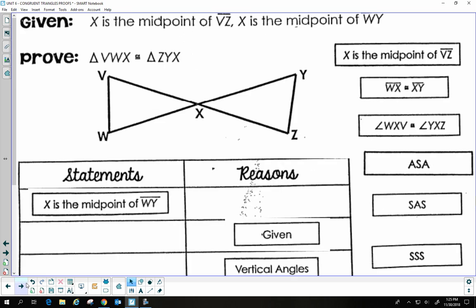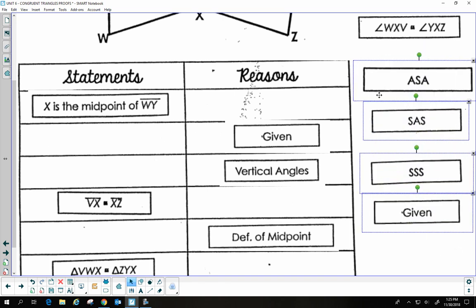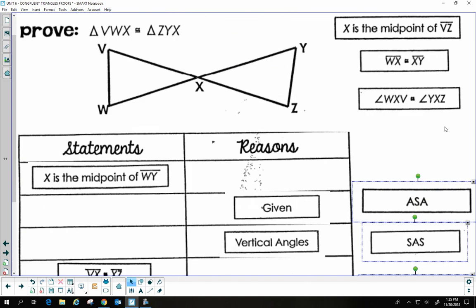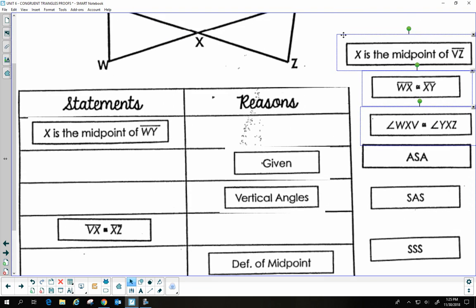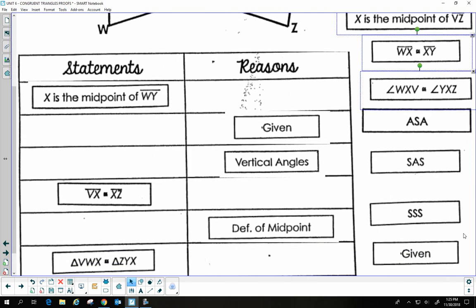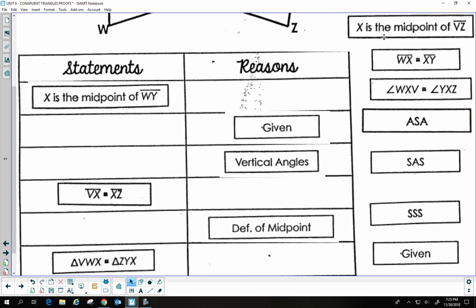So I want you to try this one, do the best you can, and we'll go over it at the beginning of next class. So first things first, copy the given, the proof, and the picture, and I'll shift everything down and scroll down so you can see the two-column proof. So there you go. Give it a shot, and we'll talk about it in class.